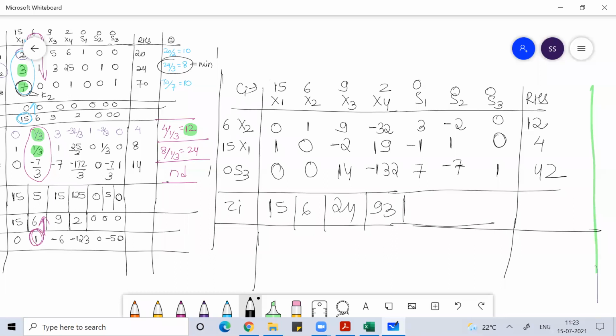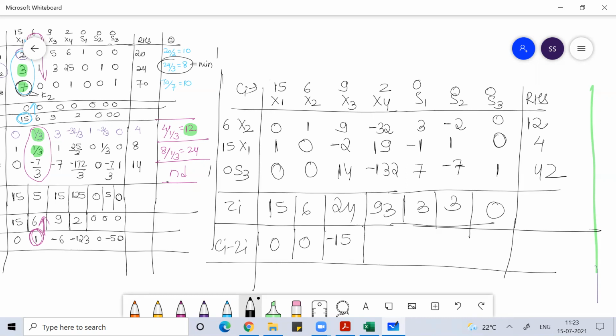Then this is 18 minus 15, 3. This is minus 12 plus 15, 15 minus 12, 3. Then this is 0. So find Ci minus Zi. This is 0. 15 minus 15, 0. 6 minus 6, 0. Then 9 minus 24, minus 15. 15 plus 9, 24. Then 2 minus 93, minus 91. This is 0. You can see all your Ci minus Zi, you are getting 0 or negative. Means now I get my optimal solution.